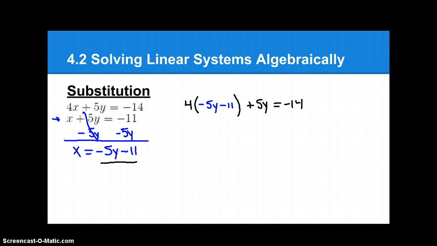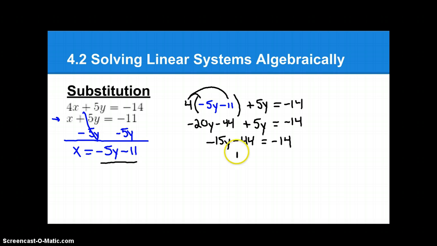So now we can solve this equation just like we did in Algebra 1. We'll do that by distributing the 4, negative 20y minus 44, plus 5y, that has to stay there, we cannot lose it, still equals our negative 14. Same equation solving rules as before, simplify the left-hand side. Negative 20y plus 5y is negative 15y minus 44 is equal to negative 14.